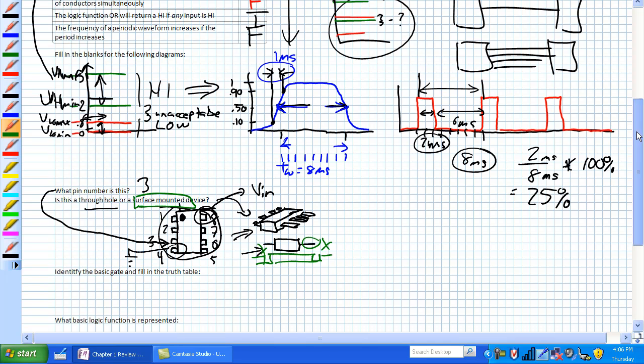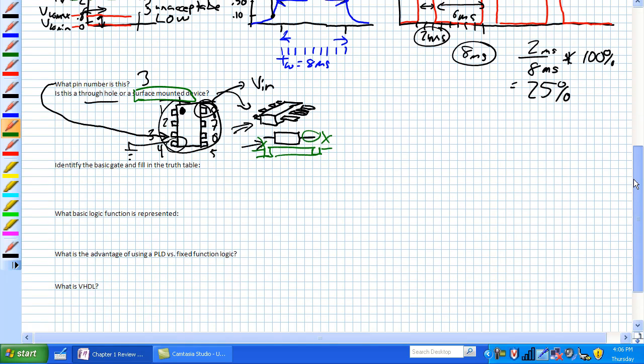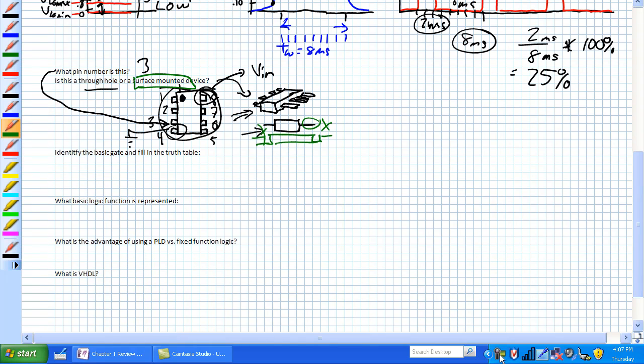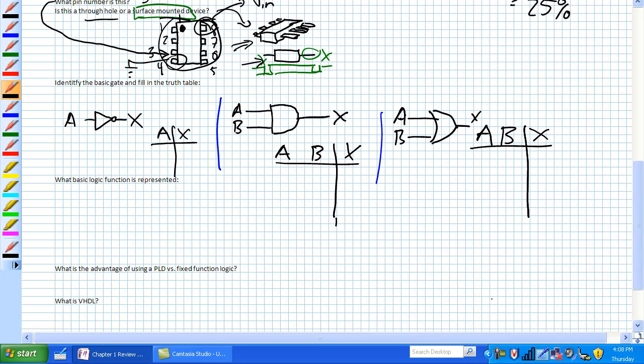Okay, let me draw some basic gates and fill in the truth table. Okay, there you go. So identify the basic gates and fill in the truth table. Go ahead and pause and give it a try. Okay, we're back. What's this guy right here? That is a NOT gate.